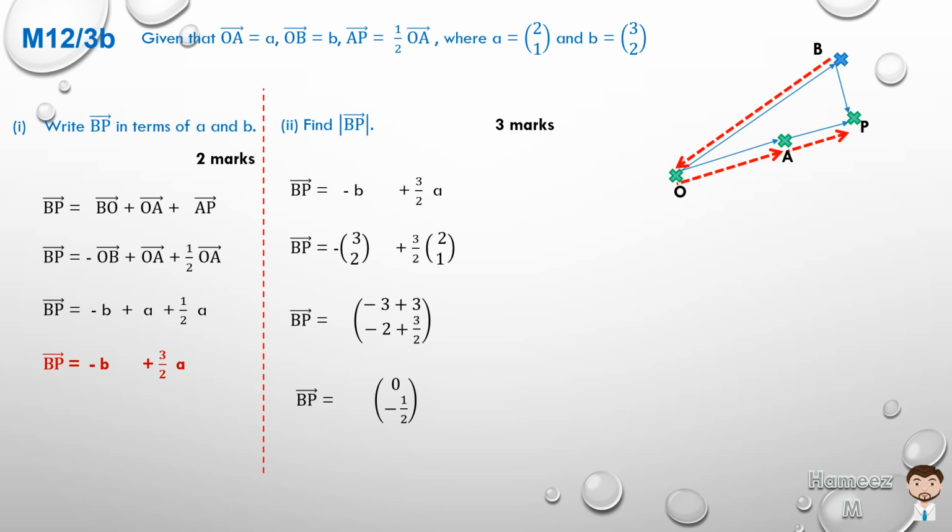So now that we know BP, it means that we're moving 0 in the x direction. So neither moving right or left, but we're moving minus a half down. Then the length of that will be 0 squared plus minus a half squared, which is equal to a half unit.